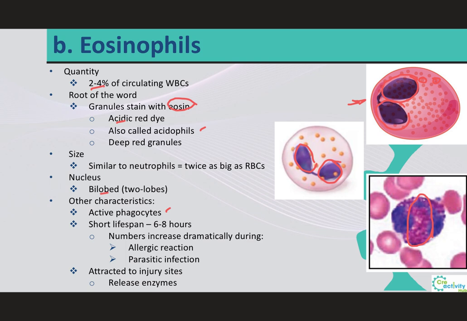Eosinophil numbers will increase dramatically during, for example, an allergic reaction or a parasitic infection. And eosinophils are also attracted to injury sites where they will release enzymes that will reduce the degree of inflammation and also control the spread to the adjacent tissues. So it has a very important role in controlling the spread of the inflammation process.